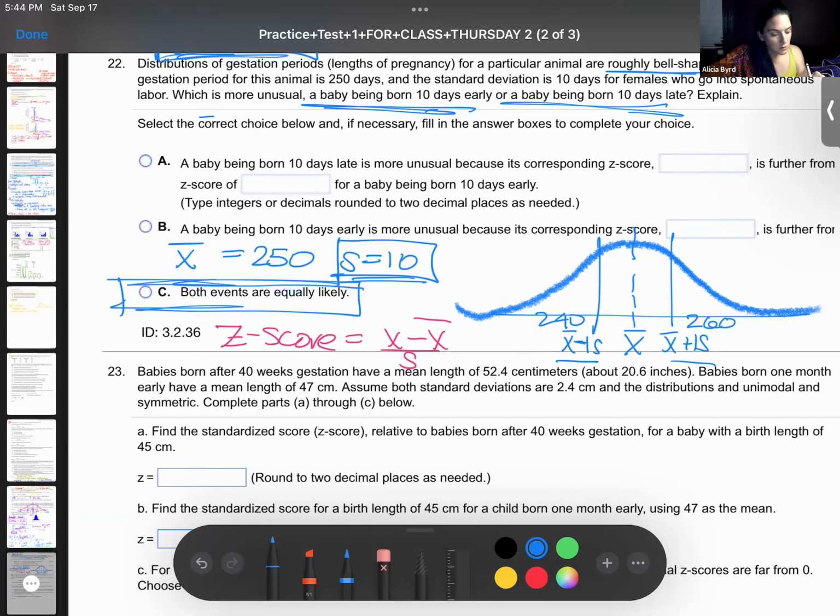So that's number 22. The question identifier was 3.2.36. We're working on practice test 1, and this question's from section 3.2.